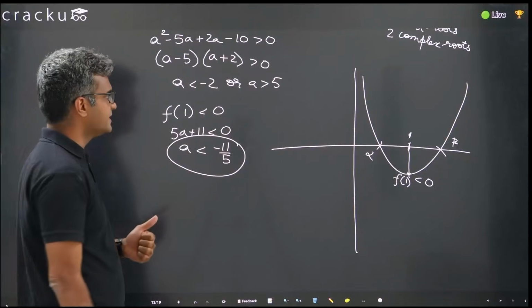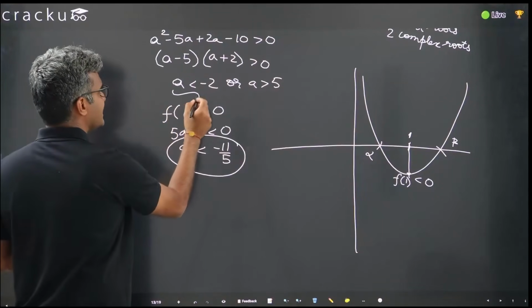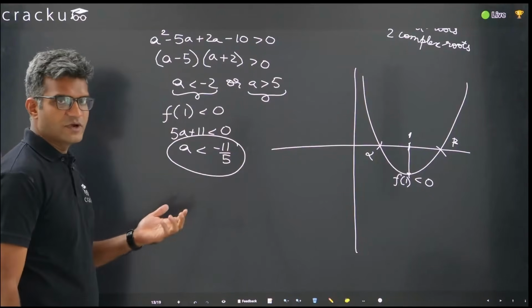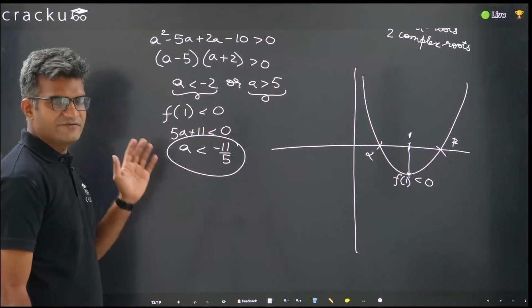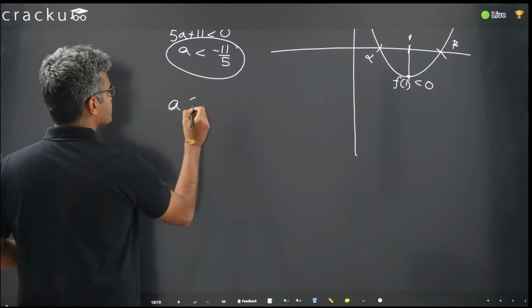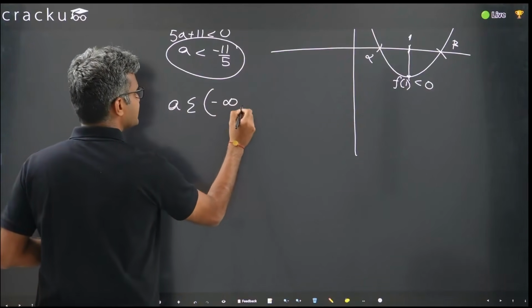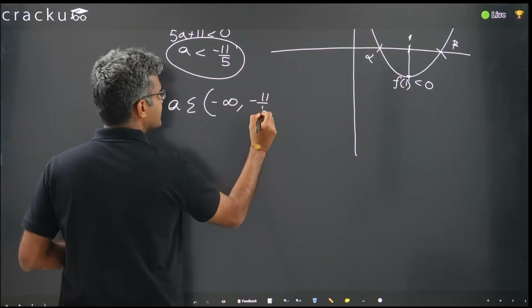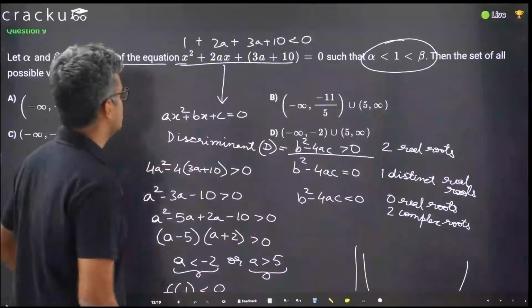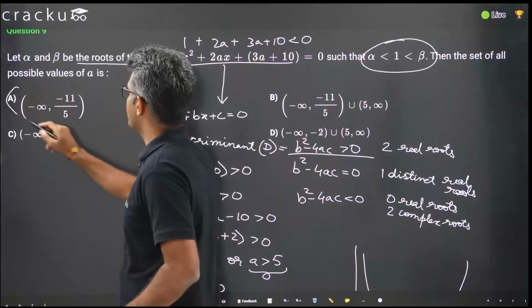This is needed. We want a to be either less than minus 2 or a to be greater than 5. If you are looking at it, the interval in which both the conditions are satisfied is when a belongs to minus infinity to minus 11 by 5. So the answer for this question will be option A.